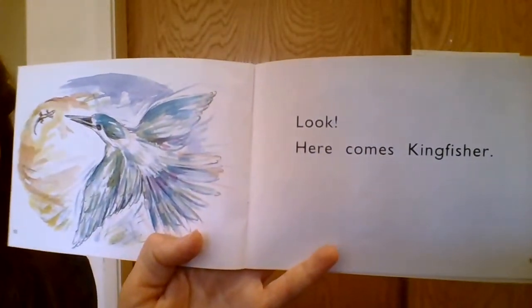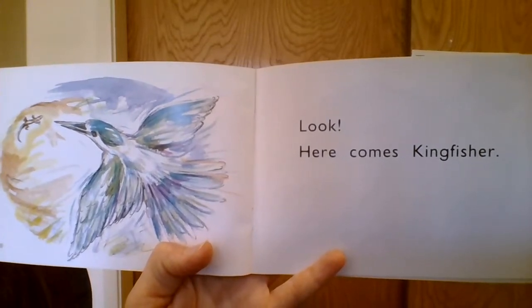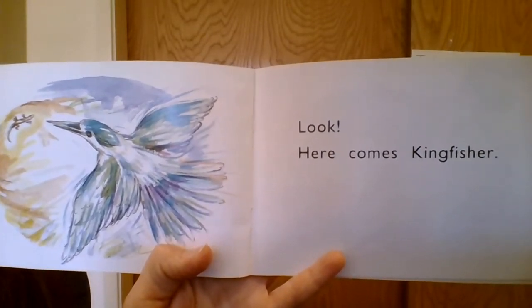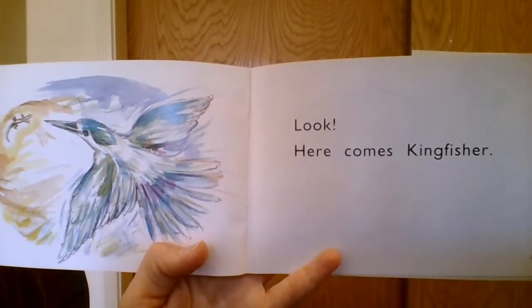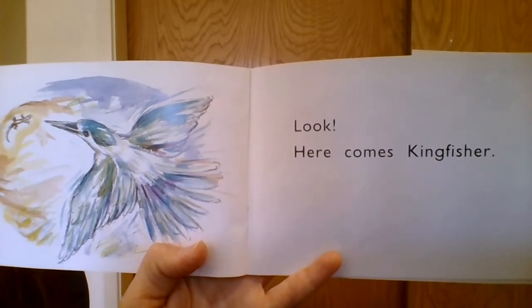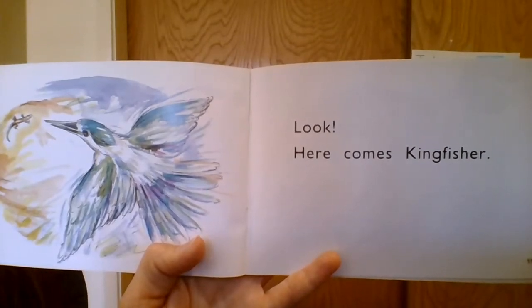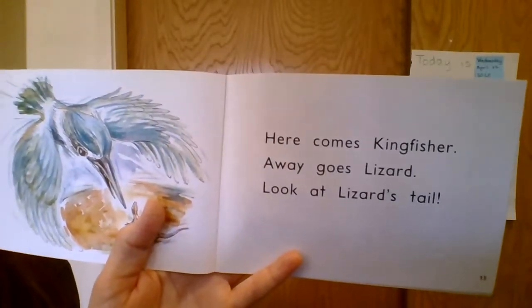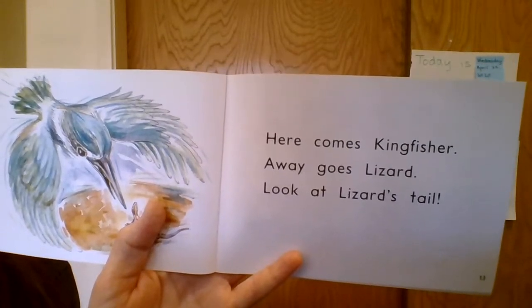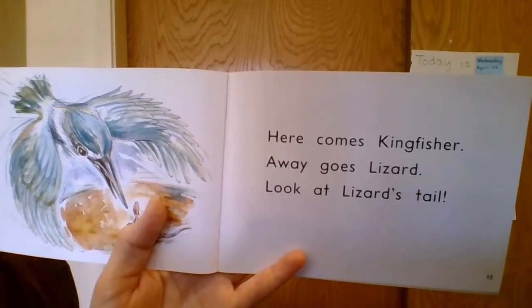Look, here comes Kingfisher. As you read, I want you to try to read it exactly the same way I did with expression. Look, here comes Kingfisher. Your turn to read. Here comes Kingfisher. Away goes lizard. Look at lizard's tail. You read.